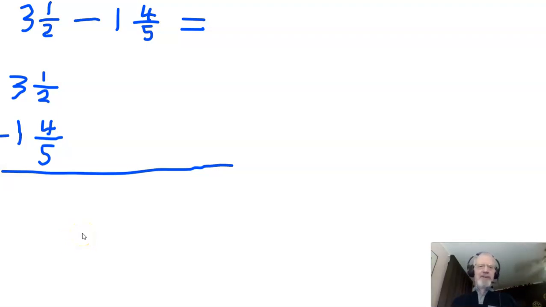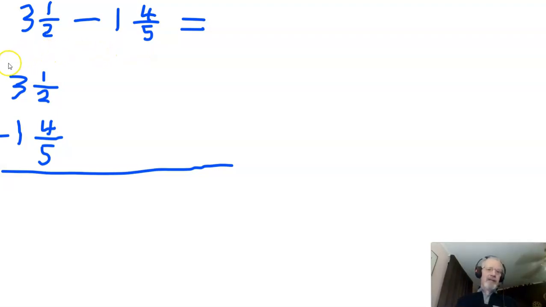Well, the other day I had a project and I needed to have 1 4/5 of a foot of a board to do a project with. And out in my backyard I had a 3 1/2 foot board. So I decided to find out how much board I would have left over if I cut off 1 4/5 of the board. How much would I have left?